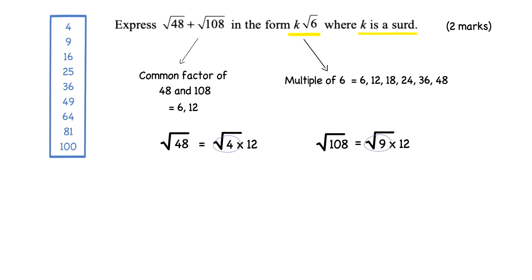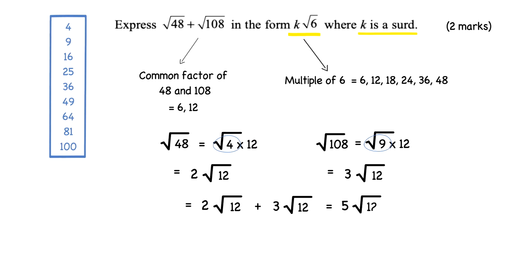Root 4 is technically not a surd anymore because we can solve it, so we're going to make that a 2. Root 9 is also technically not a surd anymore. We can solve it to make 3. So now we have 2 lots of root 12 and 3 lots of root 12. When we add these together, we can get 5 lots of root 12.